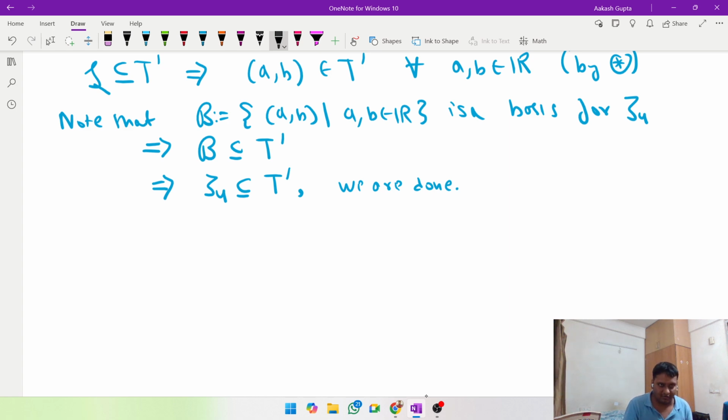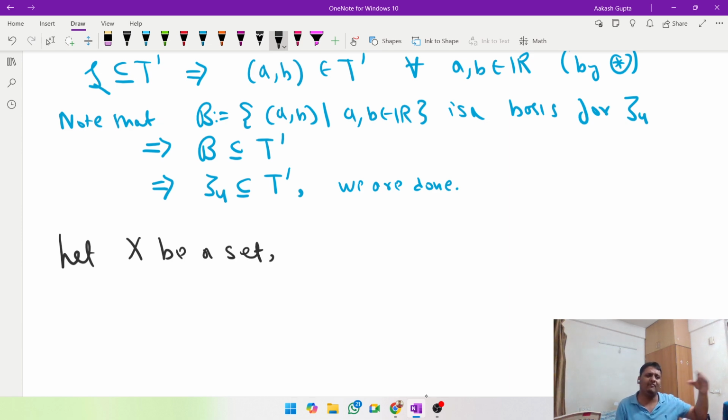So let me start. Let X be a set. One more thing: these kinds of things, if you remember, we have also done with the local basis. From a local basis or neighborhood basis, we constructed a basis for the topological space, and from a basis we constructed a local basis for every point. So that's how we go from one thing to the other and back to the previous thing. These kinds of things usually happen in topology.